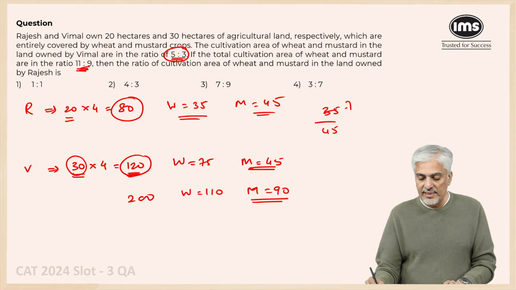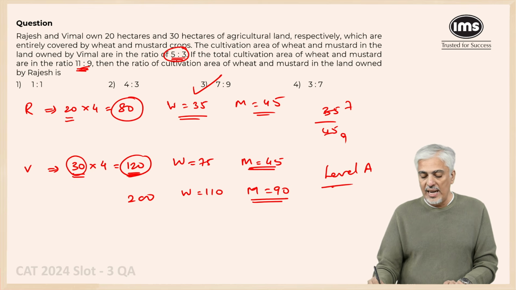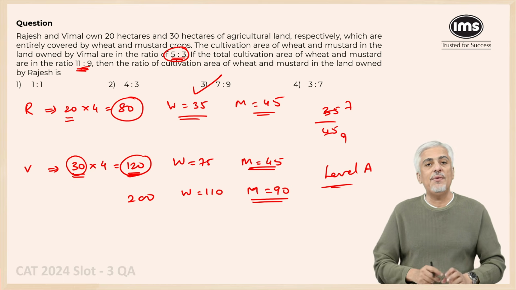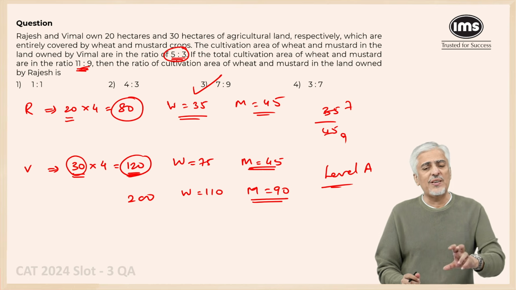35:45. 5 sevens are, 5 nines are. The answer is 7:9, which is the third option. Level A, if you were able to change these numbers and make them easier. Otherwise, you would have just got fractions. Not that it would be very difficult.